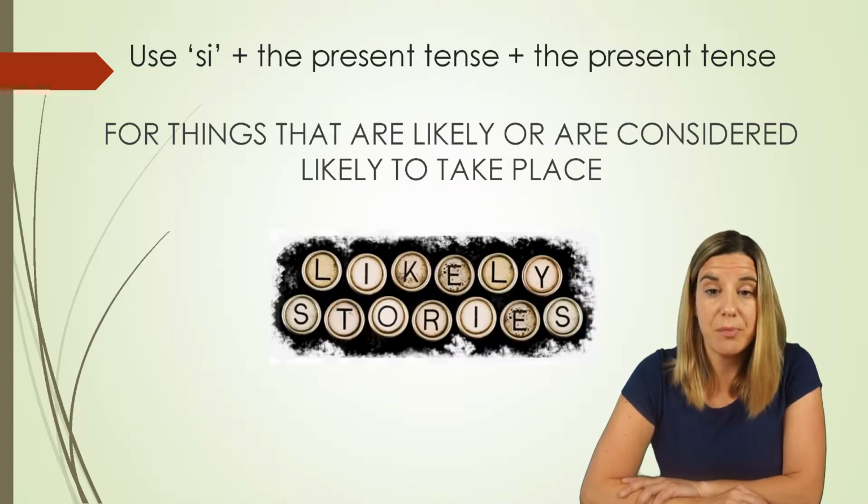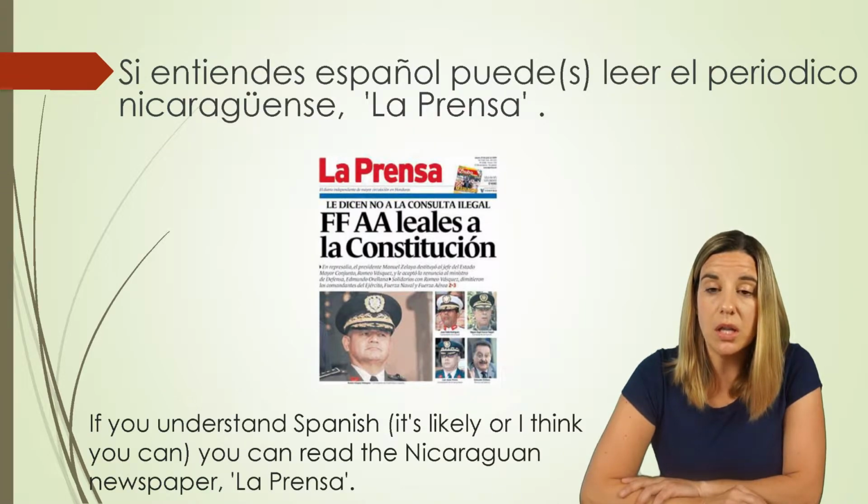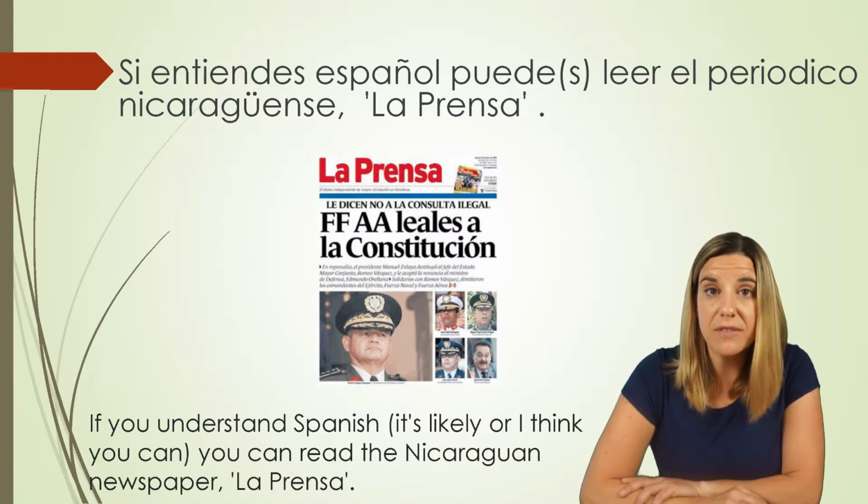Use si with the present tense plus the present tense also for things that are likely or considered likely to take place. Si entiendes español, puedes leer el periódico nicaragüense La Prensa. If you understand Spanish, and it's implied likely, or that I think that you can read the Nicaraguan newspaper La Prensa. In these examples, it's important to understand that it's the perspective of the speaker. If the speaker believes that it's likely to happen, then we're going to use the present indicative.